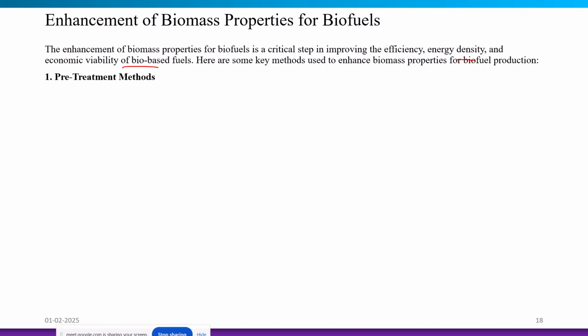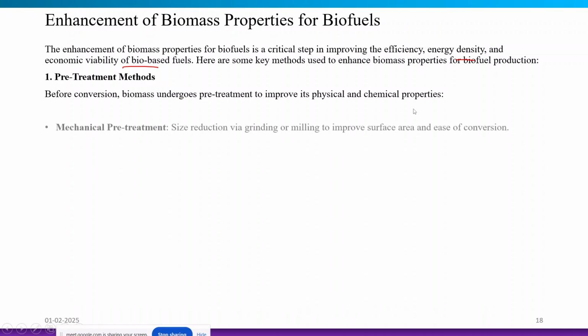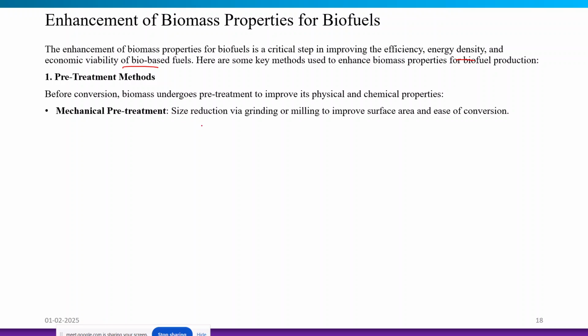The treatment method, we need to go for the pre-treatment. So, first is before conversion, the biomass and chemical properties. So mechanical pretreatment occurs by size reduction via grinding or by a milling process to improve the surface area and the ease of conversion. So the more the surface area, the more the ease of converting those biomass sources to the biofuels.